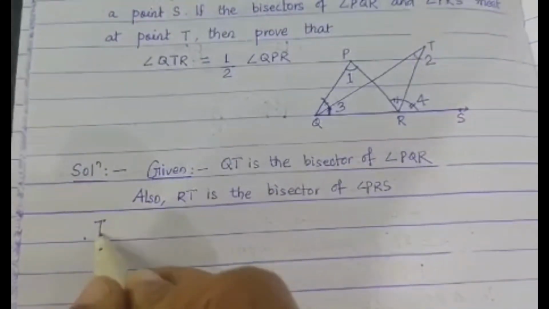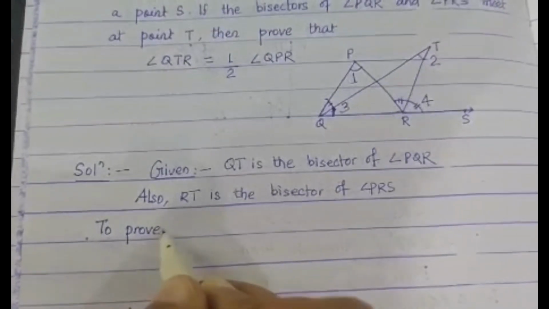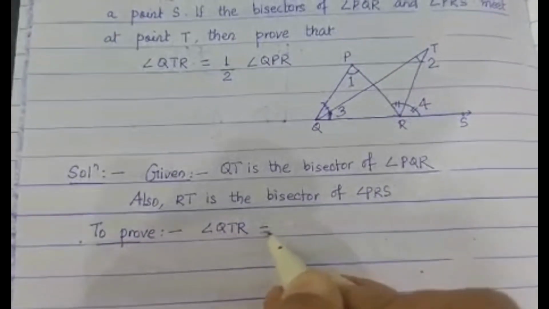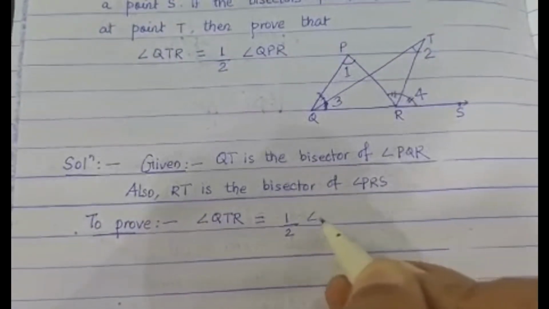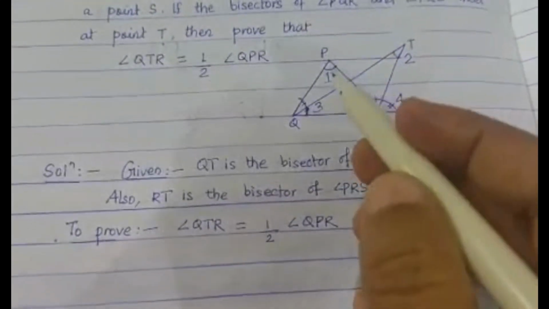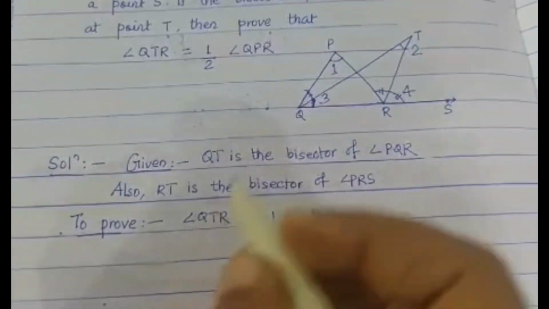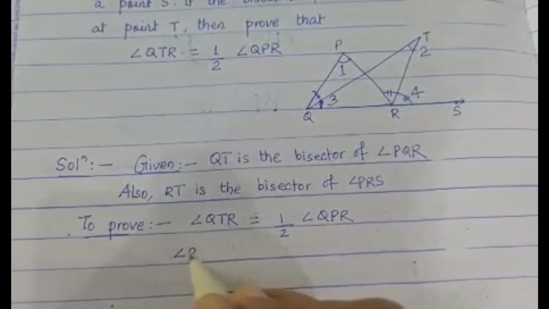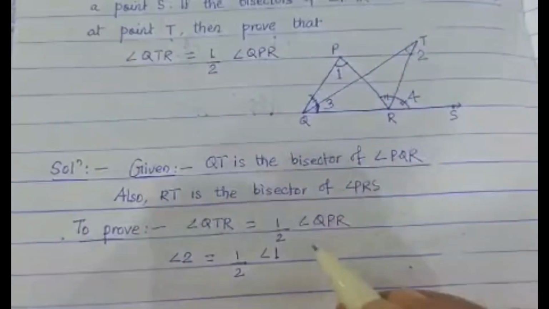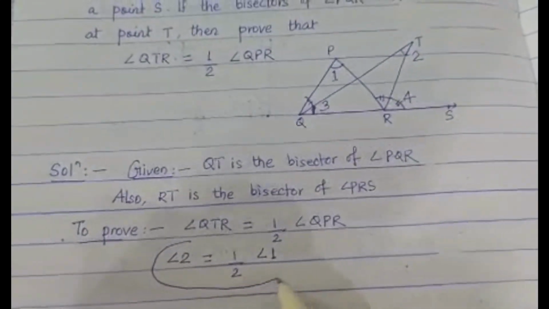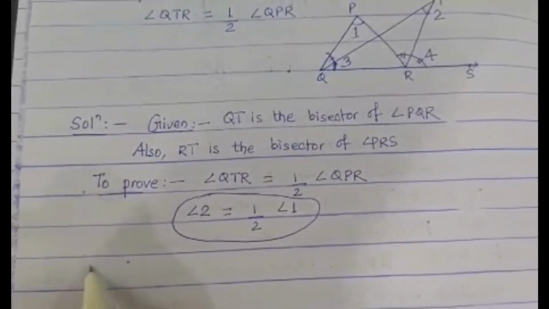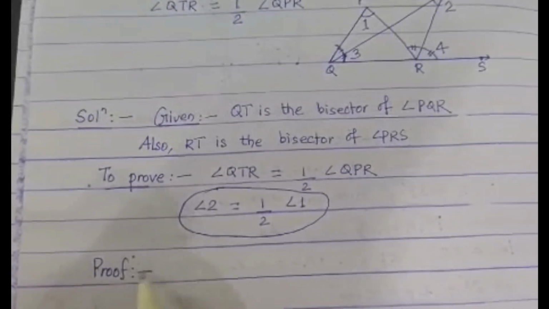Now, what do we want to prove? To prove: angle QTR is equal to half of angle QPR. In our naming terms, angle QTR is angle 2. Let us write it like this: angle 2 is equal to half of angle 1, where QPR is angle 1. To avoid doubts we are naming like this, so we have to prove this one. Now let us see the proof.